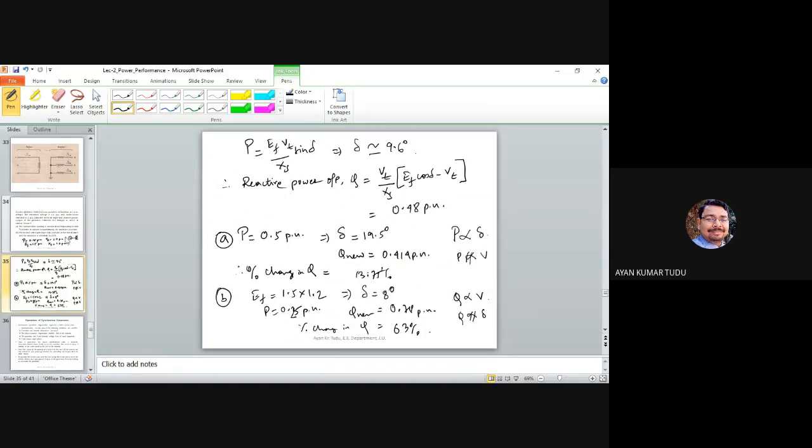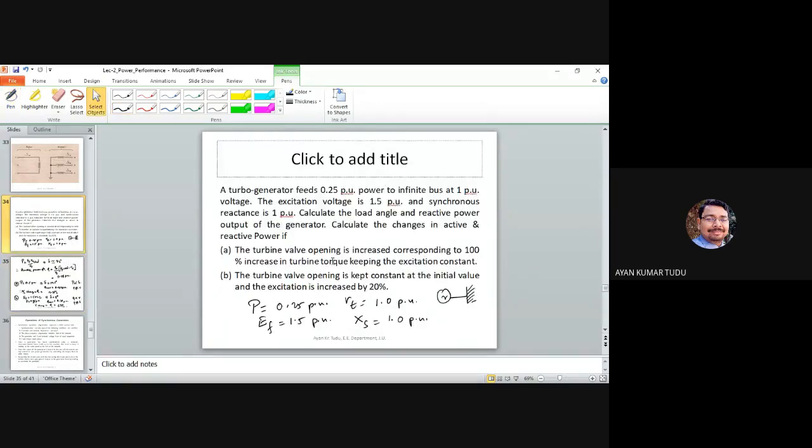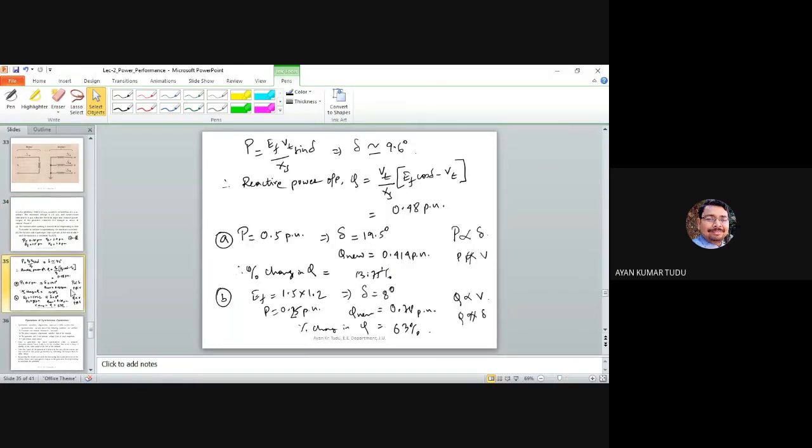See, in the first condition, what is happening? Keeping the excitation constant, we are increasing the turbine valve, meaning we are increasing the active power output, correct? There is a 100% increase in turbine torque output, so a 100% increase in the active power output, keeping in mind that we have considered it a lossless generator, meaning there are no losses in the generator.